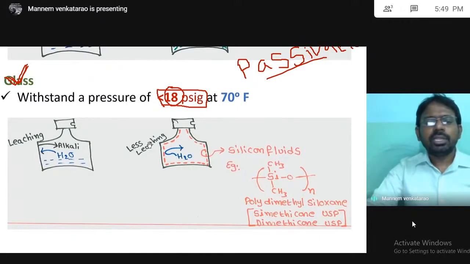Next, how can you reduce the leaching property? By coating with silicon fluid. Here I am not applying a polymer, I am applying silicon fluid. Chemically, silicon fluid is poly dimethyl siloxane, which is both water and oil repellent. I already told you in surgicals. Once you apply this silicon fluid on the inner walls of glass, it can always repel the water, so water cannot touch the glass surface. That's why the leaching tendency also decreases.